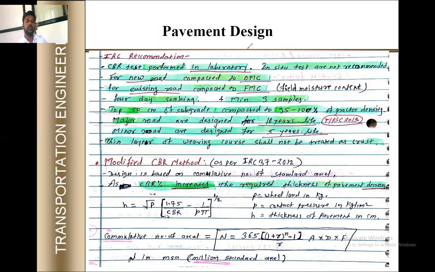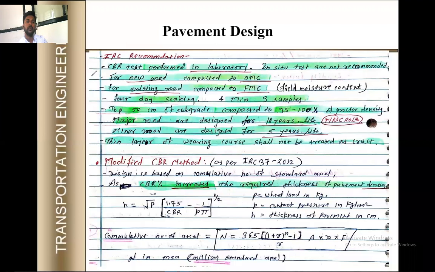For a new road, the CBR test sample is compacted up to the OMC. What is OMC? Optimum moisture content. So as per the IRC, if we are constructing a new road, it is compacted up to the OMC. And if it is an existing road and we have to perform the CBR test on that road, we have to compact it up to the FMC. FMC is field moisture content.